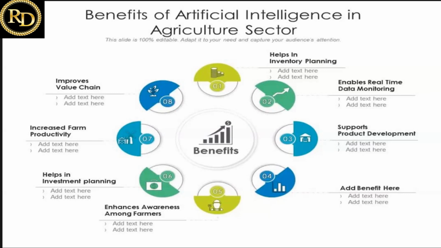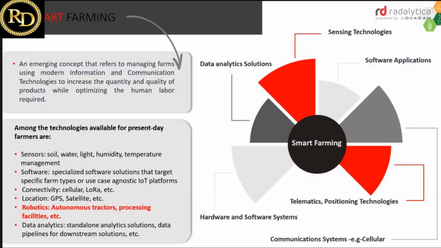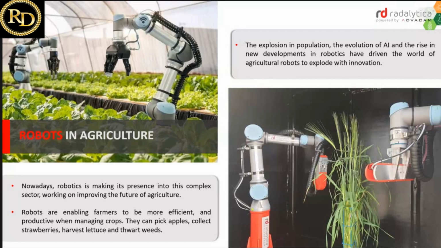These are some of the benefits of artificial intelligence in the agriculture sector: inventory planning and support production, enhanced awareness among the farmers, help in investment planning, increased farm productivity, improved value chain, and all these things. Next, applications in this. These are all smart farming, what we call it. Robotic autonomous robots in agriculture.